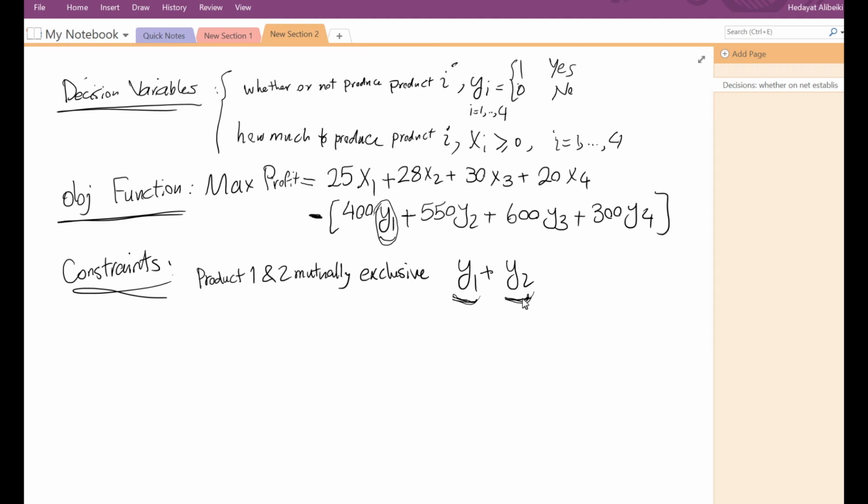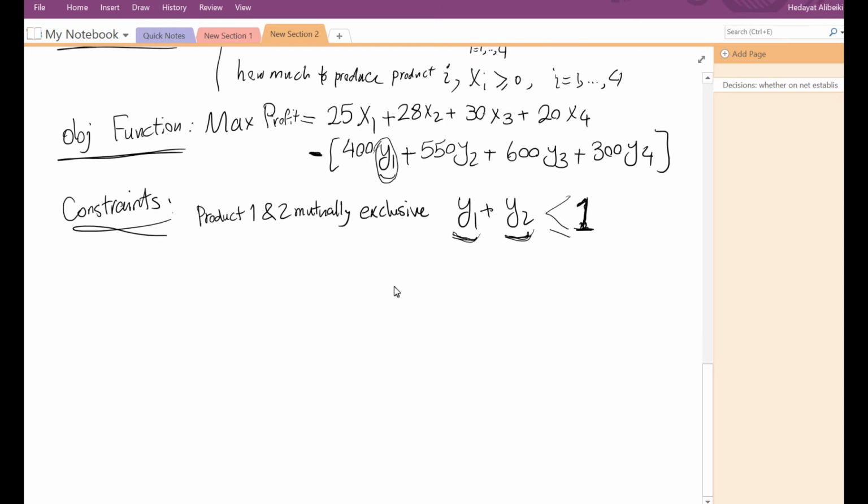There is only one case where we don't want both of them to be produced together. The sum of this can be anything except 2. It can take 0 and it can take 1, but not 2. If it takes 2, it means that they both are being produced, and this is not something that we want. So if we just make it less than or equal to 1, we're taking care of this situation. This is a mutually exclusive constraint that you should already know how to write.